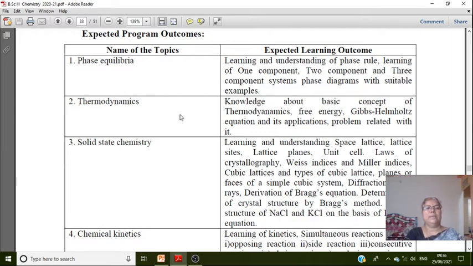Then the next topic that you have learned, that is the thermodynamics, and in that unit you have learned the basic concept of thermodynamics, free energy, Gibbs free energy, Helmholtz free energy, and Gibbs and Helmholtz free energy equation and its applications, problems related to it.